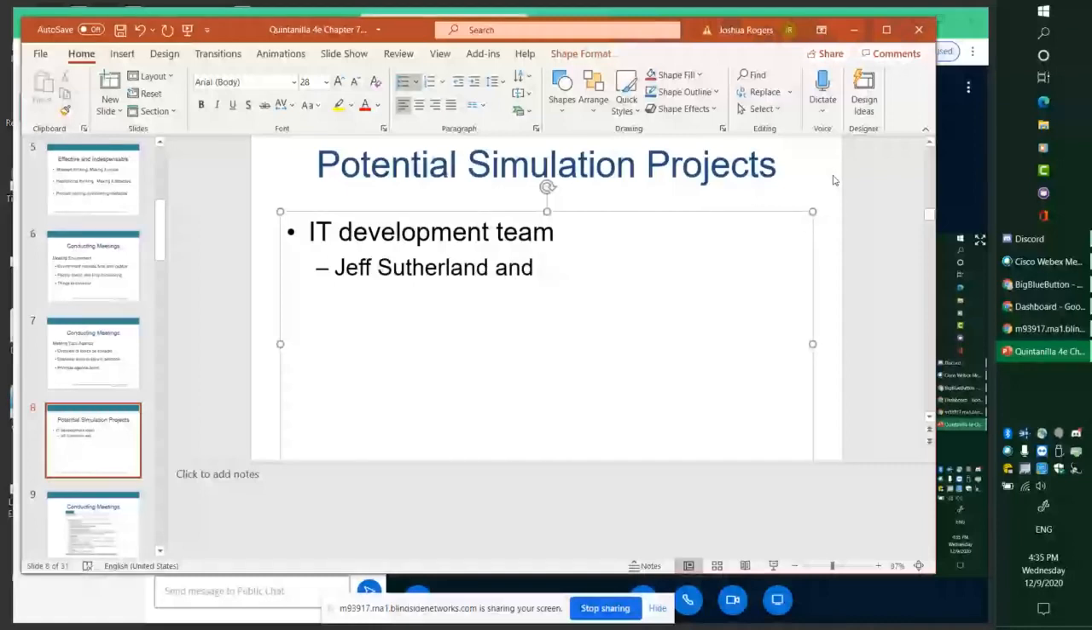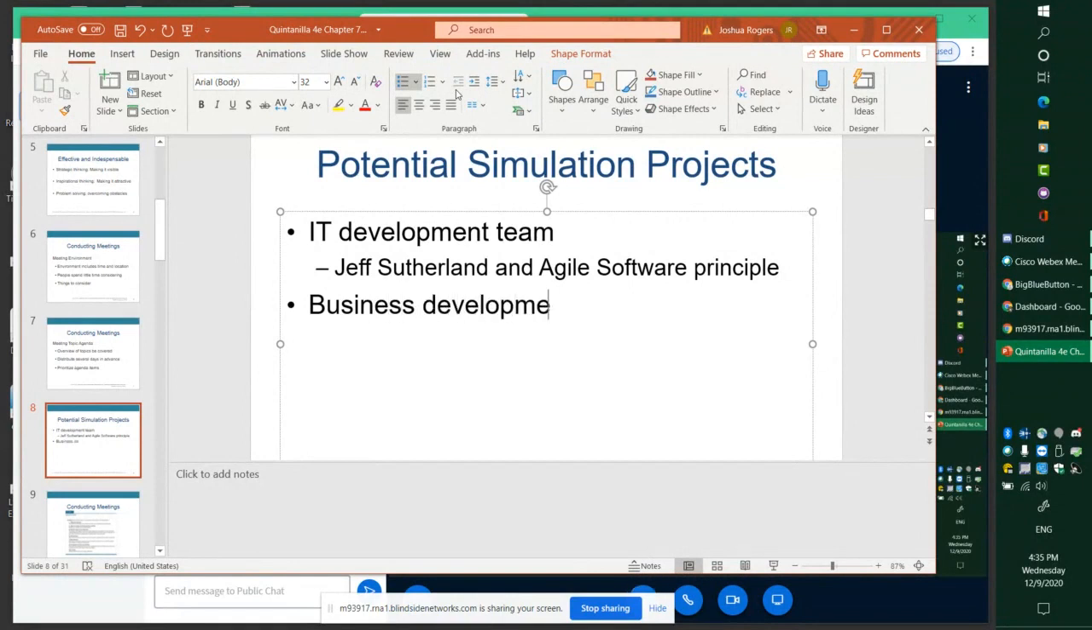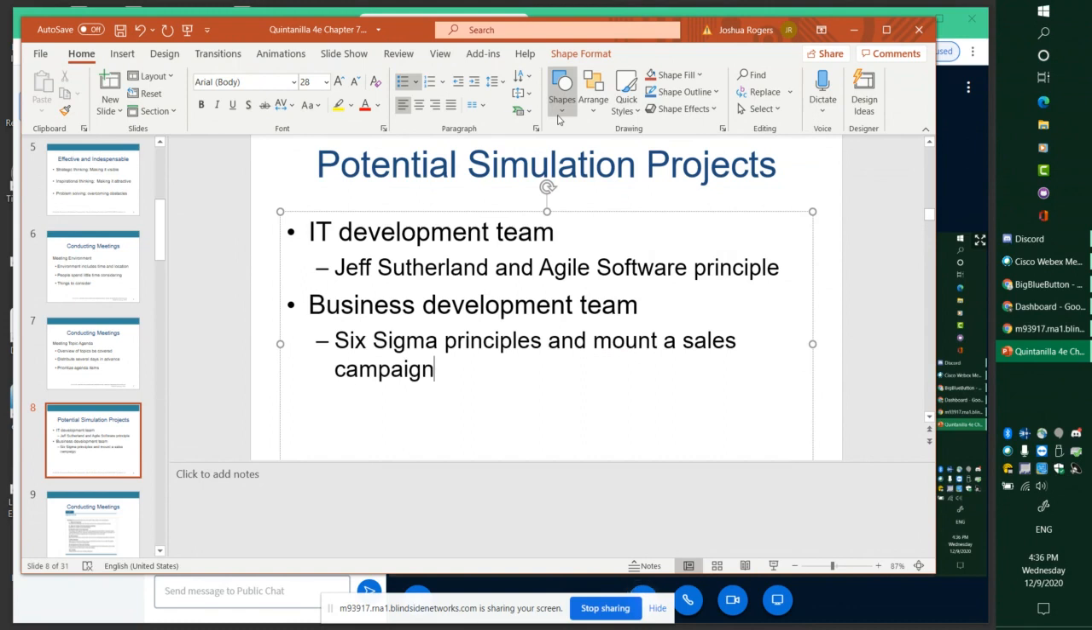And agile software principles. The other possible example would be a business development team, and you're going to follow Six Sigma principles and a Sales campaign. Anyway, I'll describe them here in just a minute.